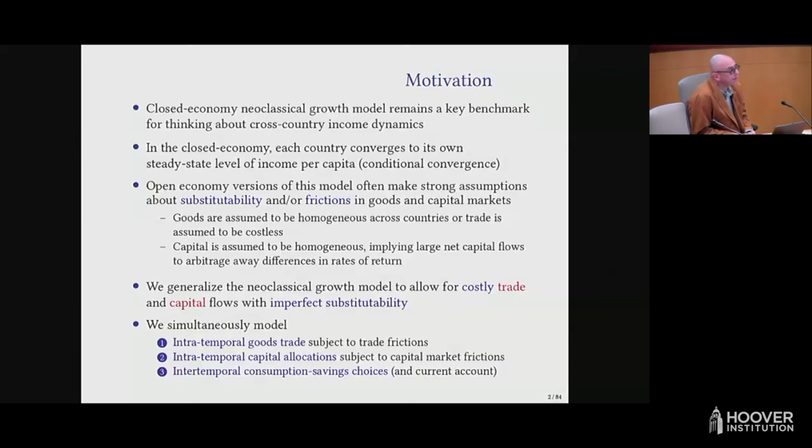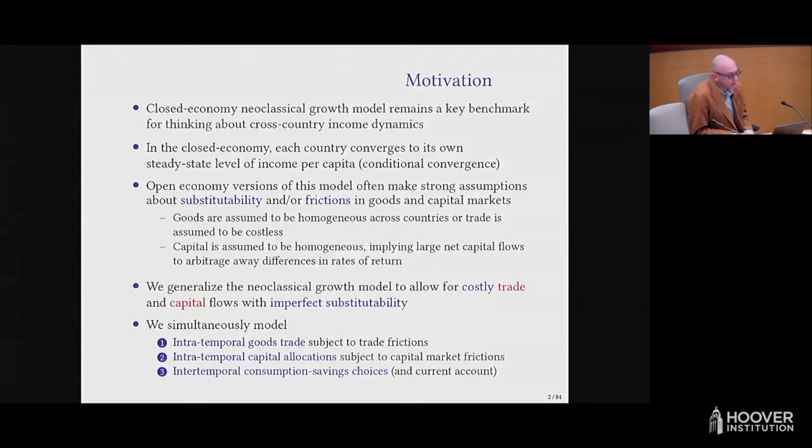Okay, so what do I mean by that? Well, if you look at both goods flows and capital flows between countries, you see that they decline very sharply with distance between countries, but they're also proportional to some measure of origin country size and destination country size. And that's going to emerge very naturally from our framework when we make these extensions to allow for frictions in goods and capital markets and imperfect substitutability.